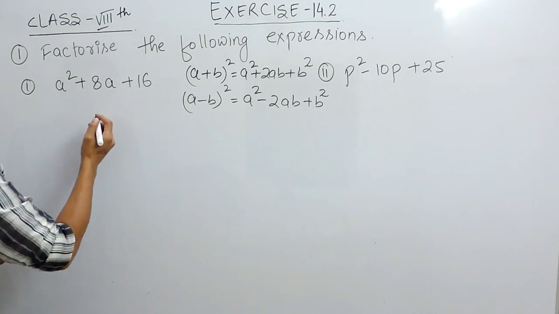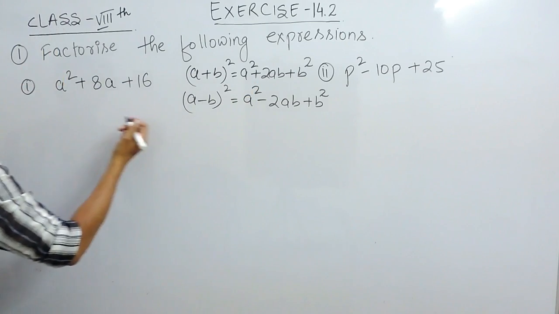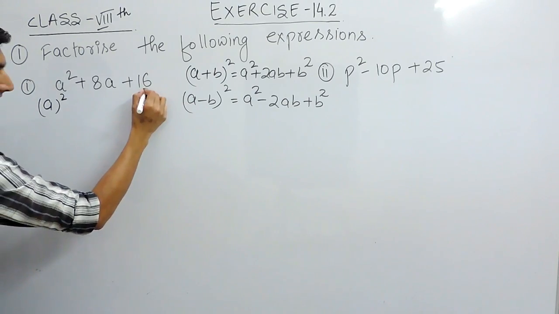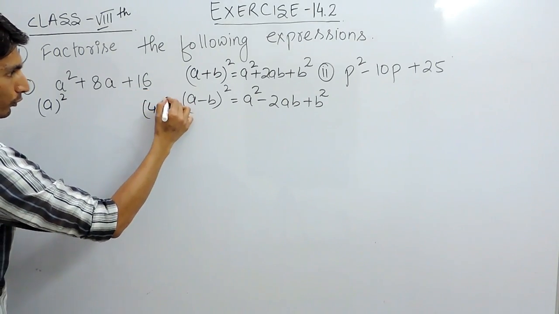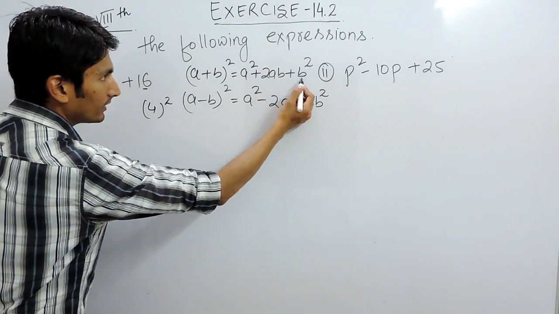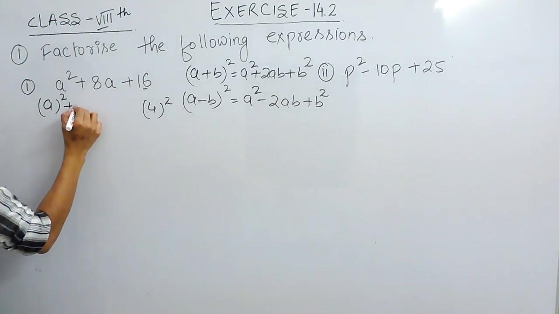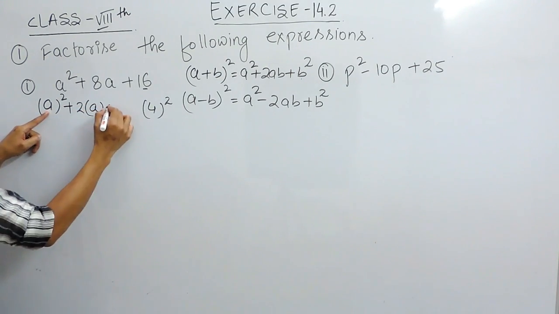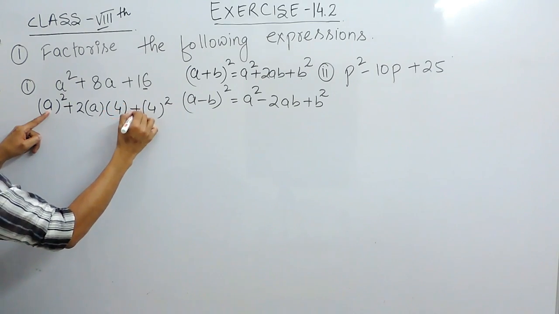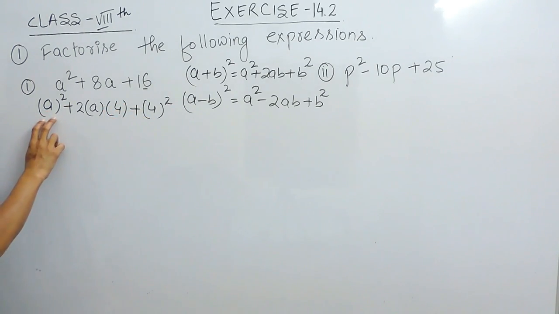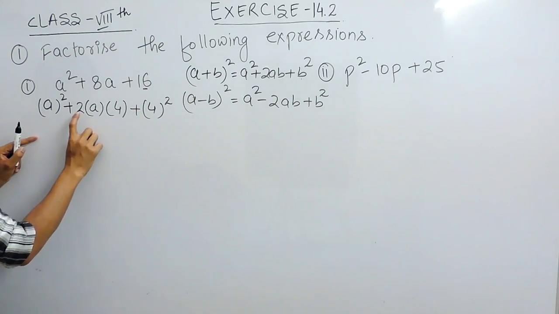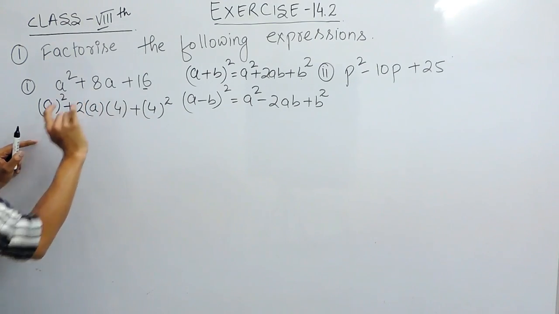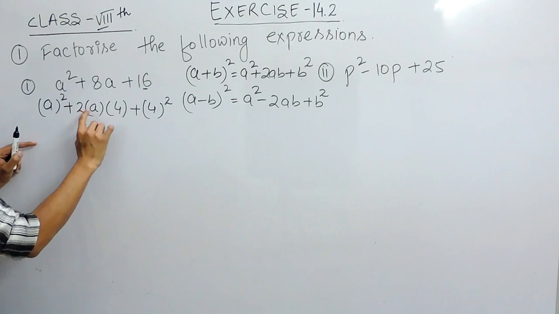So now convert this into this format. So this is a square, 16 can be written as 4 square, which is b square, and this is plus twice a and b, where a is a and b is 4. So this will be a square plus b square plus 2ab. Now let's see if this is equal to 8a or not. So obviously 4 twos are 8 and a.